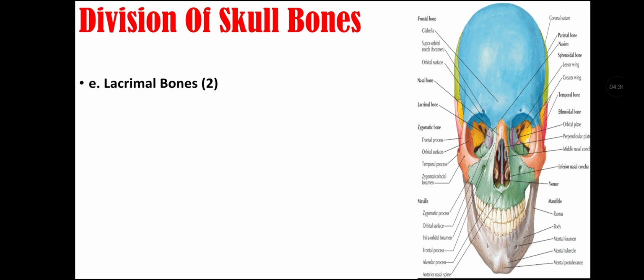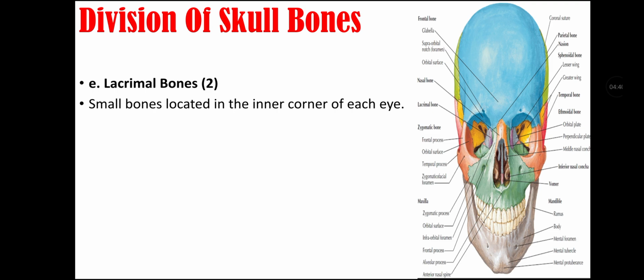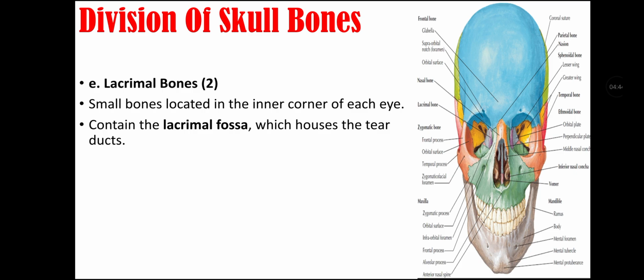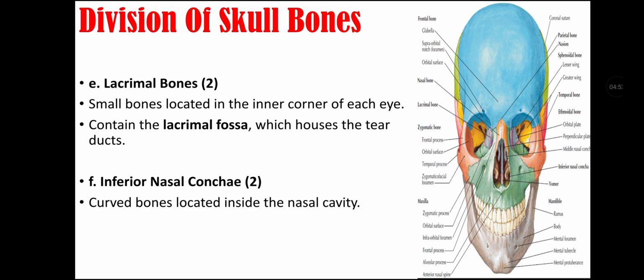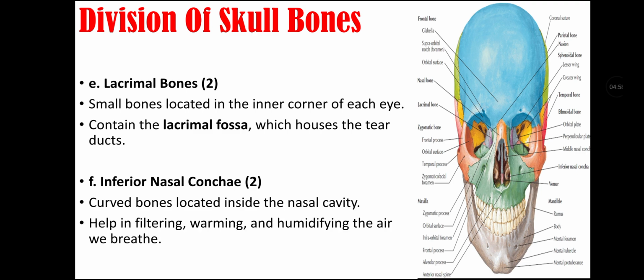Next facial bone we have is the lacrimal bone, that is also paired bone. They are small bones located in the inner corner of each eye. They contain the lacrimal fossa which houses the tear ducts. Next facial bone we have is inferior nasal conchae, that is also paired bones. They are curved bones that are located inside the nasal cavity. They help in filtering, warming and humidifying the air we breathe.